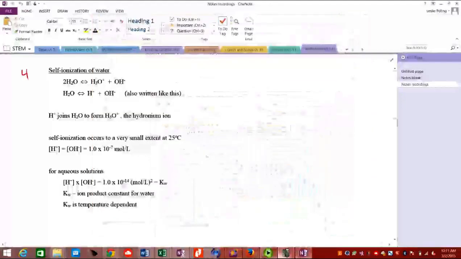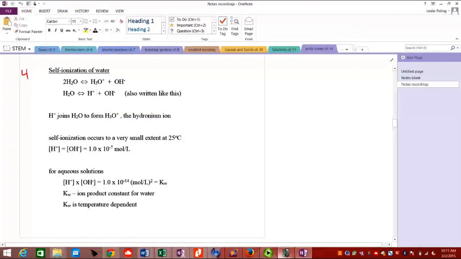We defined acids as things that produce H plus and bases that produce OH minus. Water produces both of them. The self-ionization of water. Usually we write it H2O yields H plus OH minus. Sometimes we write it like the top one to recognize how the H plus joins the H2O to form the hydronium ion.